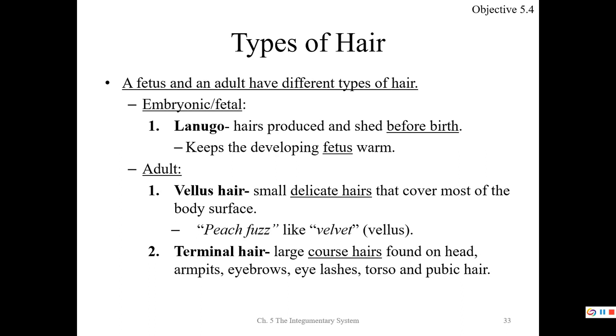All right, I do talk about different kinds of hair. The lanugo is the hair that is shed before birth. It's there to keep a developing fetus warm. It's called embryonic or fetal hair, called lanugo. And then as an adult, you have vellus hair. This is the peach fuzz, the velvet. This is your delicate hair, and it covers most of your body surfaces. And then terminal hairs, the large coarse hairs. That would be on your head, your armpits, your eyebrows, your eyelashes, on your torso, and your pubic hair.